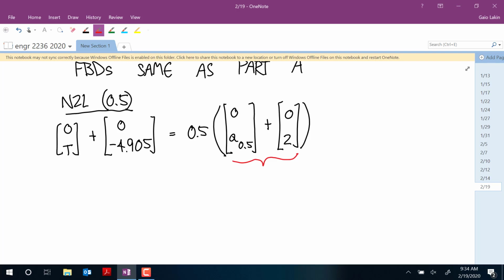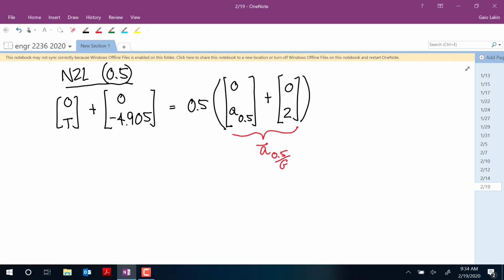To somebody doing general relativity, there's more of a question about that. Okay, so this is the acceleration vector of the 0.5 relative to the ground. That's using relative motion. And so the x equation is useless again, but the y equation says T minus 4.905 is equal to 0.5 a_0.5 plus 0.5 times 2, so plus 1.